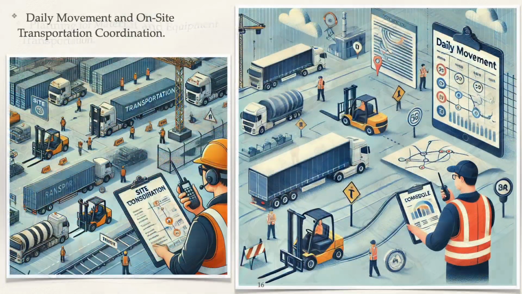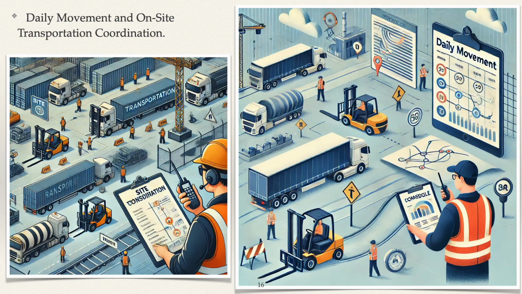3. Daily movement and on-site transportation coordination. Crew transport: establish a plan for daily transportation of personnel to and from the site. Depending on the site's location and accessibility, this may involve shuttle services. Set up shuttle services from the project store or nearby camp to the work site. Shuttle services can reduce traffic congestion, minimize the need for personal vehicle use, and improve efficiency.